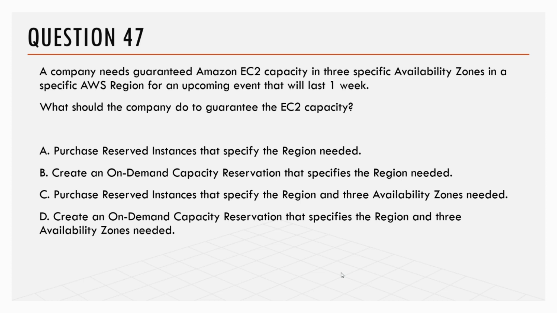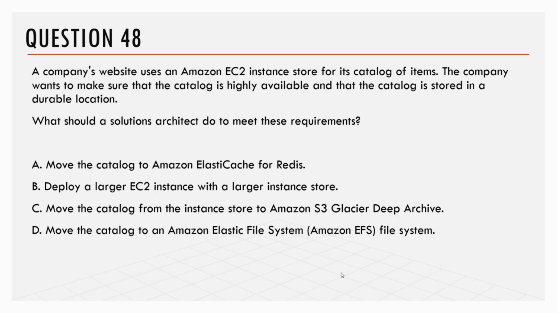And the options are A, purchase reserved instances that specify the region needed. B, create an on demand capacity reservation that specifies the region needed. C, purchase reserved instances that specify the region and the three availability zones needed. D, create an on demand capacity reservation that specifies the region and three availability zones needed. And the correct option is D, create an on demand capacity reservation that specifies the region and three availability zones needed. Now let's look into the next question, question number 48.